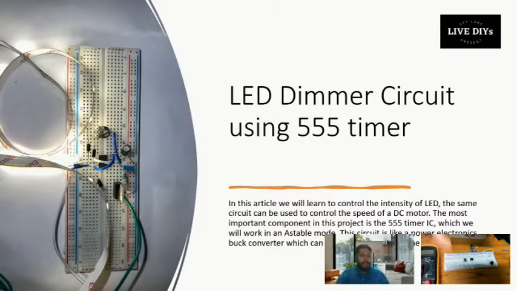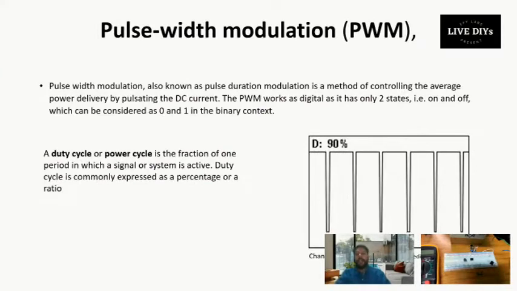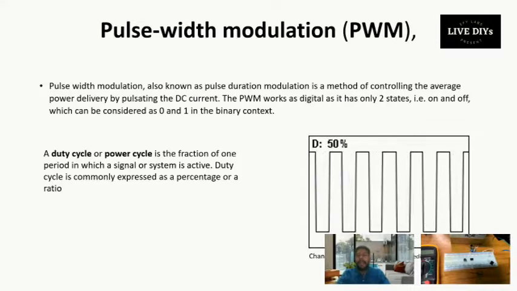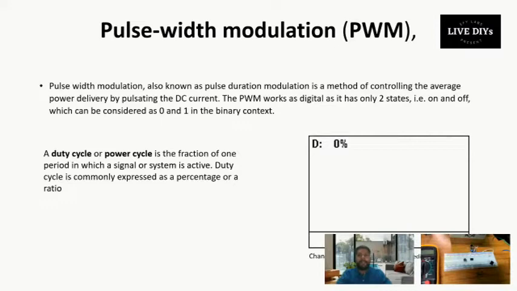The main important thing about this circuit is that we are not reducing the efficiency by wasting the energy in resistance or as heat. What we are doing is using a PWM signal. We are using the pulse width modulation technique, which is also known as pulse duration modulation, and it is a method of controlling the average power delivery by pulsating the DC current.